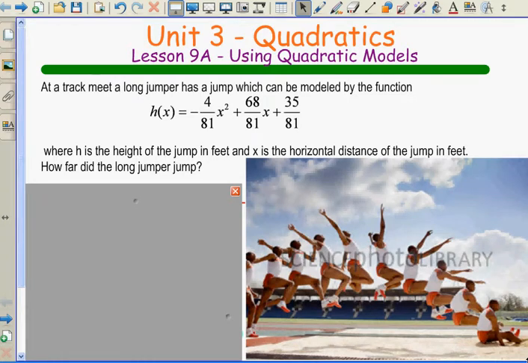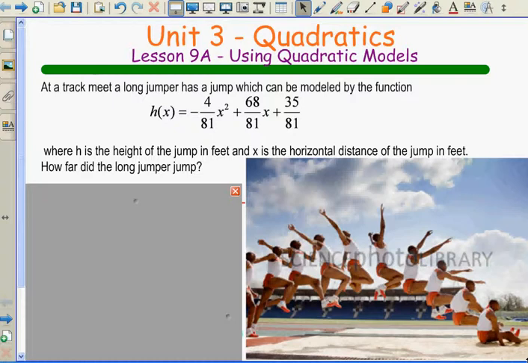All right, so this is the first of two videos about using quadratics for kind of real life situations. This first one is about a long jumper. Maybe you've seen this at a track meet, maybe you haven't. Basically, they just run and jump into a sand pit and see how far they can go.